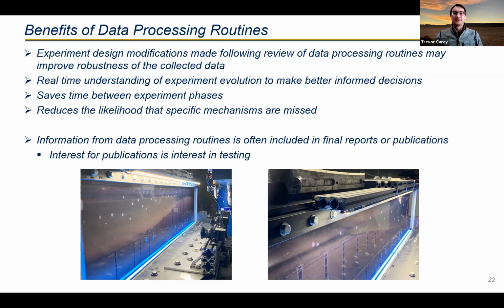And then finally, and this is something that I find interesting too, the information from data processing routines is often included in final reports or publications. This is not a sunk cost. Spending time developing these routines and these procedures is something you're probably going to use later, because the interest for publications is interest in testing. If it's not something that you're going to include, or at least a component of it, in a publication, is that the right thing that you should be looking at for the centrifuge or the experimental response parameters?